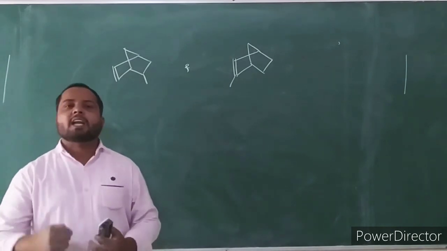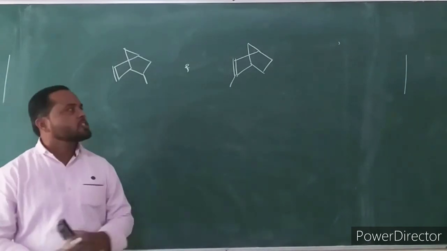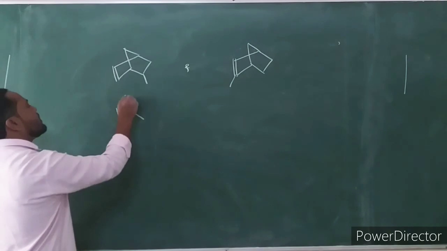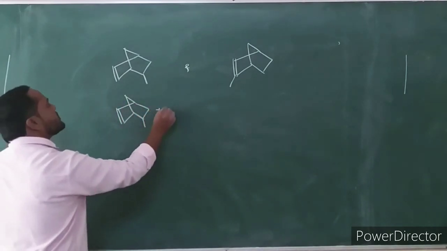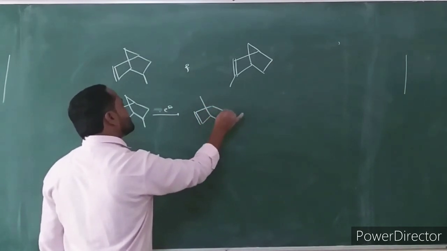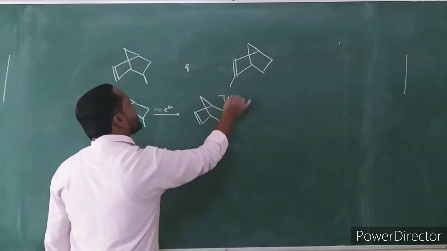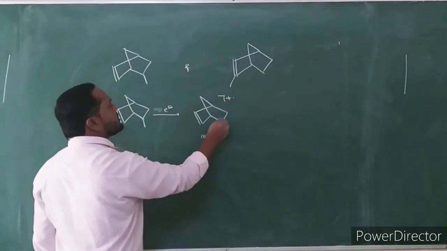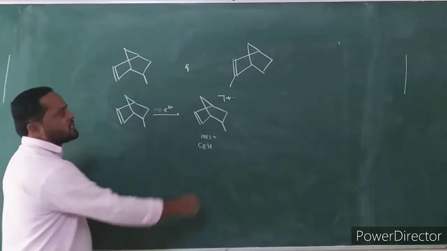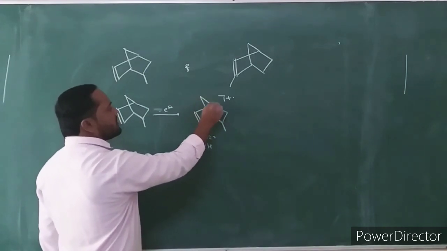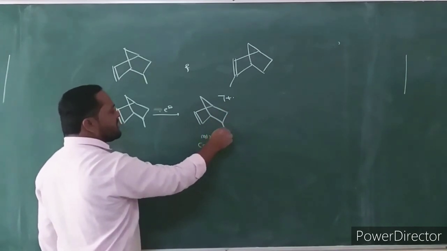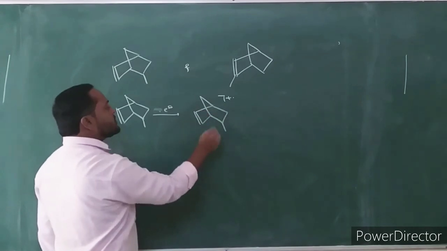In these cases also, retro-Diels-Alder fragmentation occurs. Consider the first compound. It undergoes electron ionization. There is a formation of the molecular ion. How many carbons? These are the 6, 7 and 8 carbons. Number of hydrogens: 2, 2 plus 1, 3, 3 plus 2, 5, 5 plus 1, 6, 6 plus 3, 9, 9 plus 1, 10, 10 plus 2.